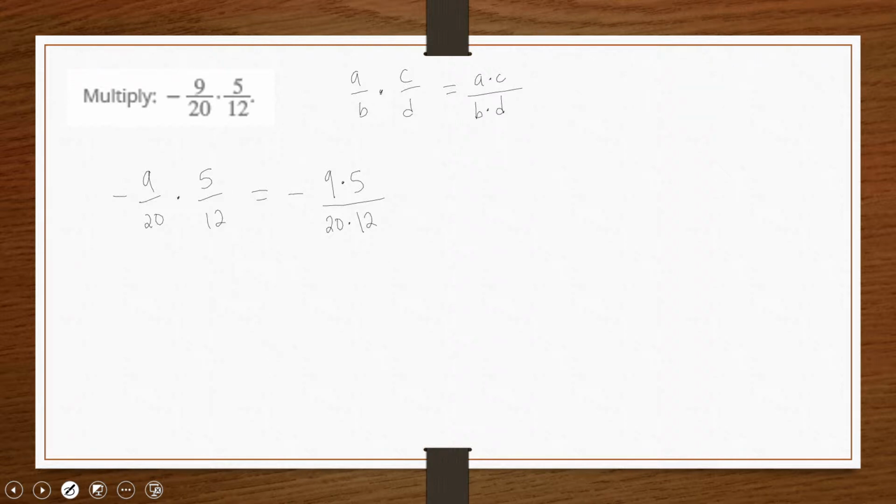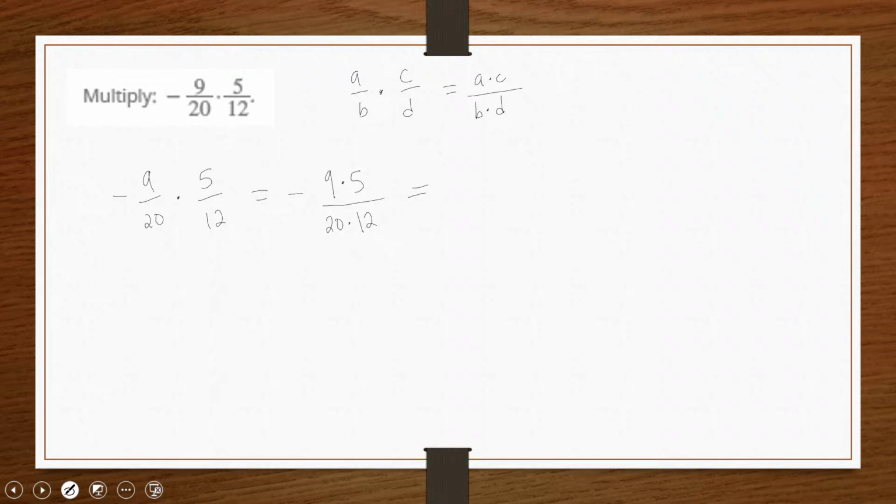But here's why I want to approach it in this way. Instead of doing the computation 9 times 5, and then figuring out what 20 times 12 is, and trying to reduce that new fraction, what we'd like to do is just consider if there are any common factors in these smaller values before we do that type of computation. So for instance, I could say that 5 and 20 have common factors of 5, and that 9 and 12 would have common factors of 3. So let's rewrite each of the terms such that we can sort of pull out those common factors.